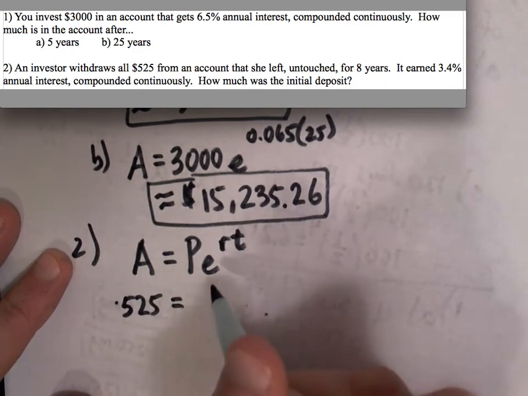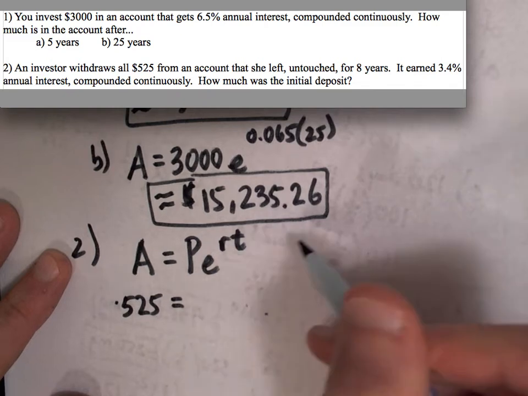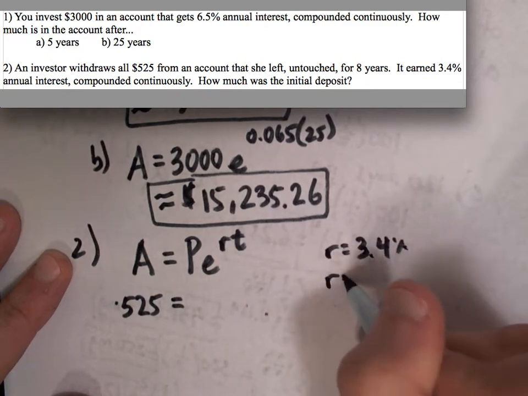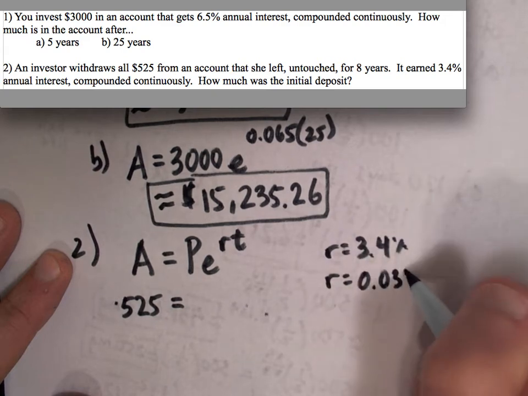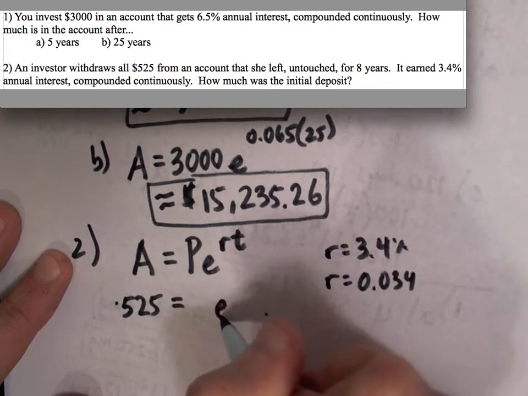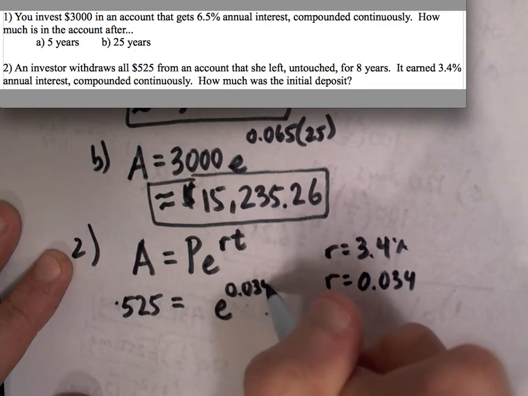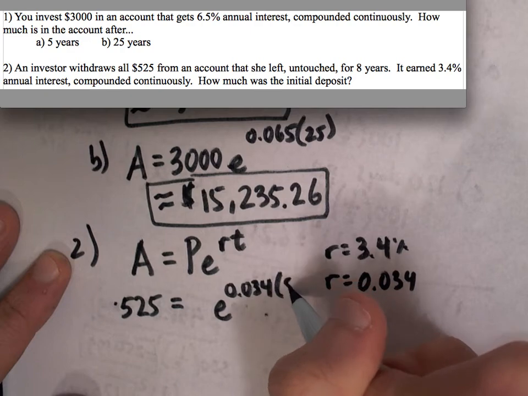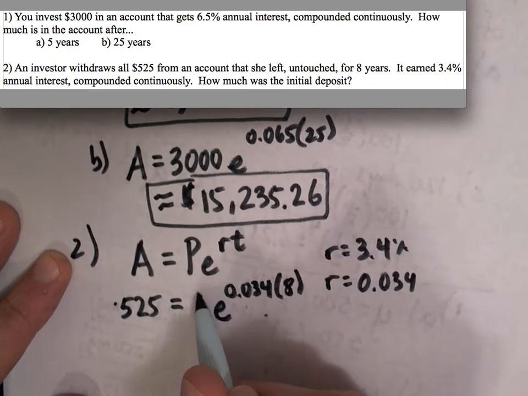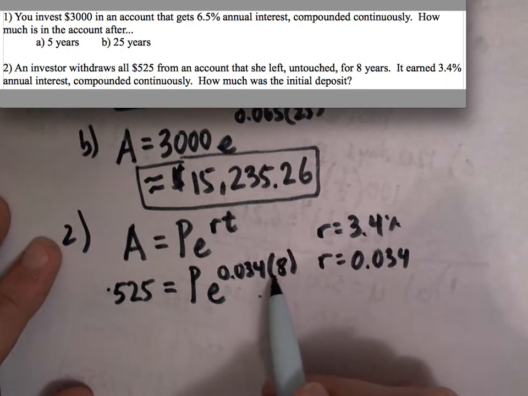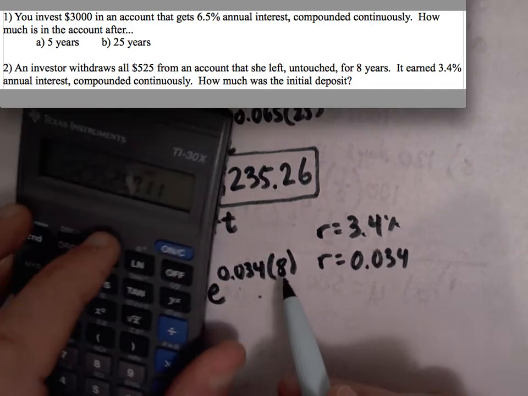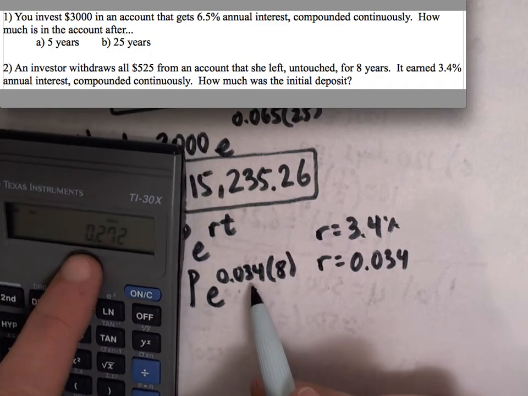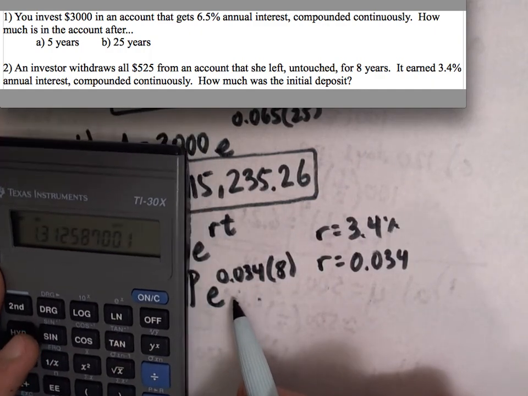We know the rate. The rate is 3.4%, which means you move the decimal twice, 0.034. Okay, so we have e to the 0.034, and we also know the time. The time was 8 years. Didn't touch it, so we actually need to find the P here. So let's calculate this. 0.034 times 8 is 0.272. We're going to take e to that power.